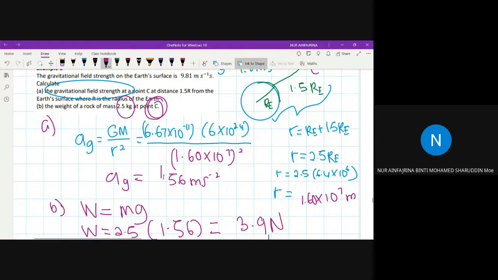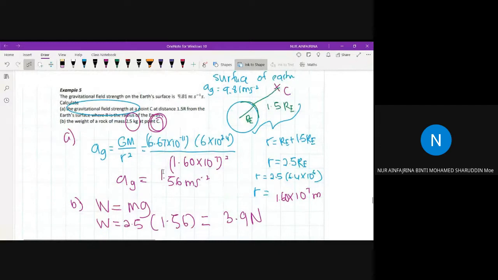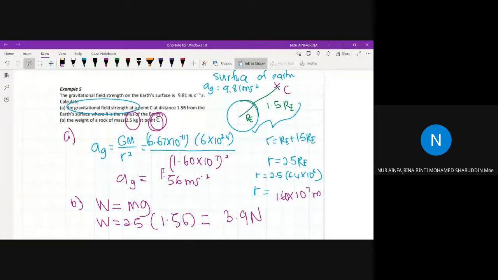Okay, now for example 6, homework esok Miss check dengan korang. That's your homework. So your homework for today hanyalah example 6. Can you try? Boleh, Miss.